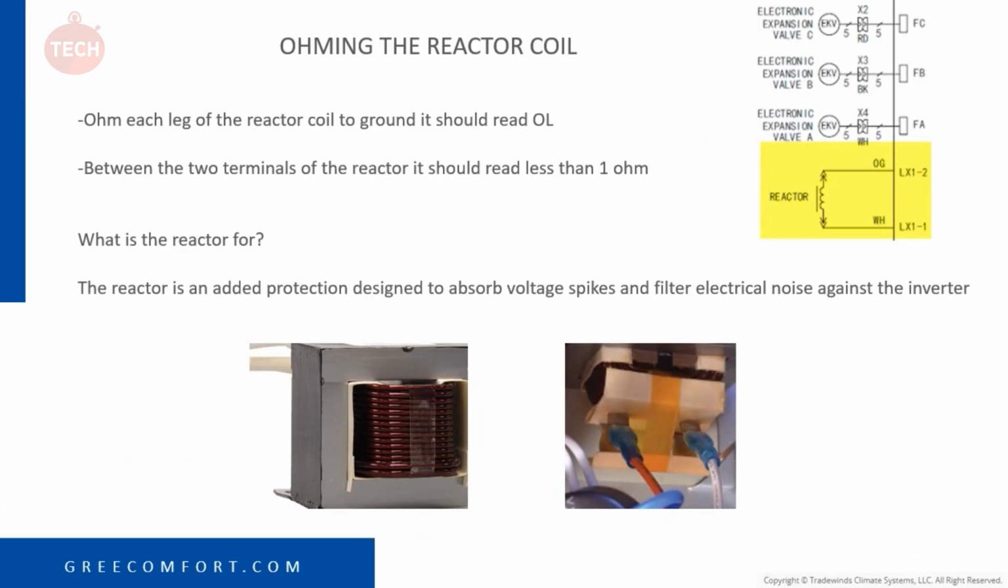Your reactor should be 1 ohm or less. If it reads OL, you have a bad reactor. Probably had a power surge, something like that caught in this reactor, did its job and protected the rest of the board most likely. So if that's the case, replace your reactor. You can also ohm this fuse.